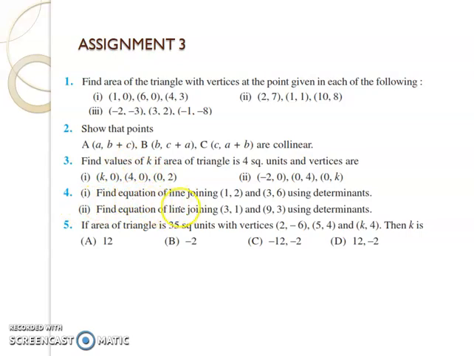Then you will find the value of k. Then the fourth question: find the equation of the line joining the 2 points. So you will take a third point (x, y). So you will have 3 points, and then you will find the equation of the line by finding the area of the triangle, which you will write as equal to 0. Then the fifth question is also the same: 3 coordinates are given to you, the area is given to you, and you have to find the value of k.